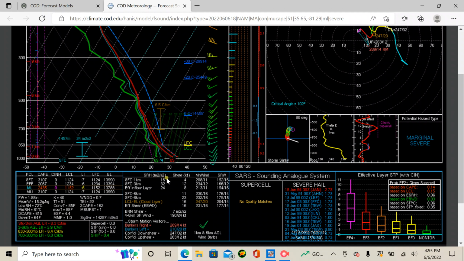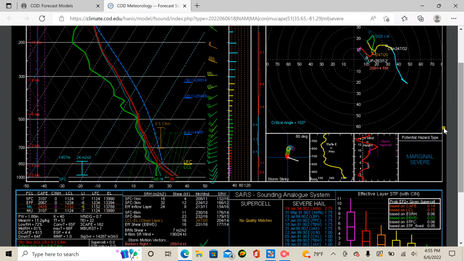These are helicity rates. Like I said, you want 50 on the 1 kilometer and at least 100 on the 3 kilometer. In this case we're running low, and the one shear layer that matters mostly is the effective shear. I'm not sure what that stands for, but this is the important one, and that is 16 knots of shear, meaning I don't have a whole lot of shear in this atmosphere, and storms are going to be fairly limited, and the potential hazard type is just a marginal severe, which I think is probably correct.